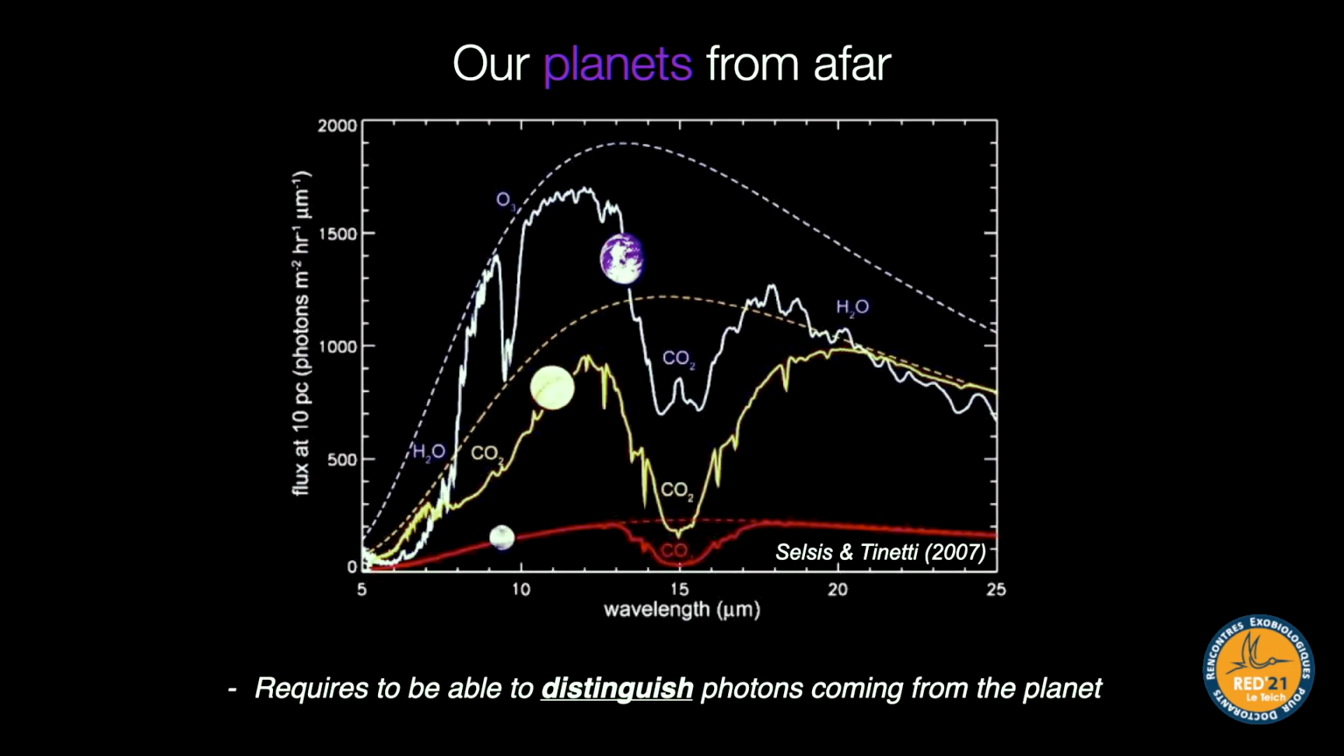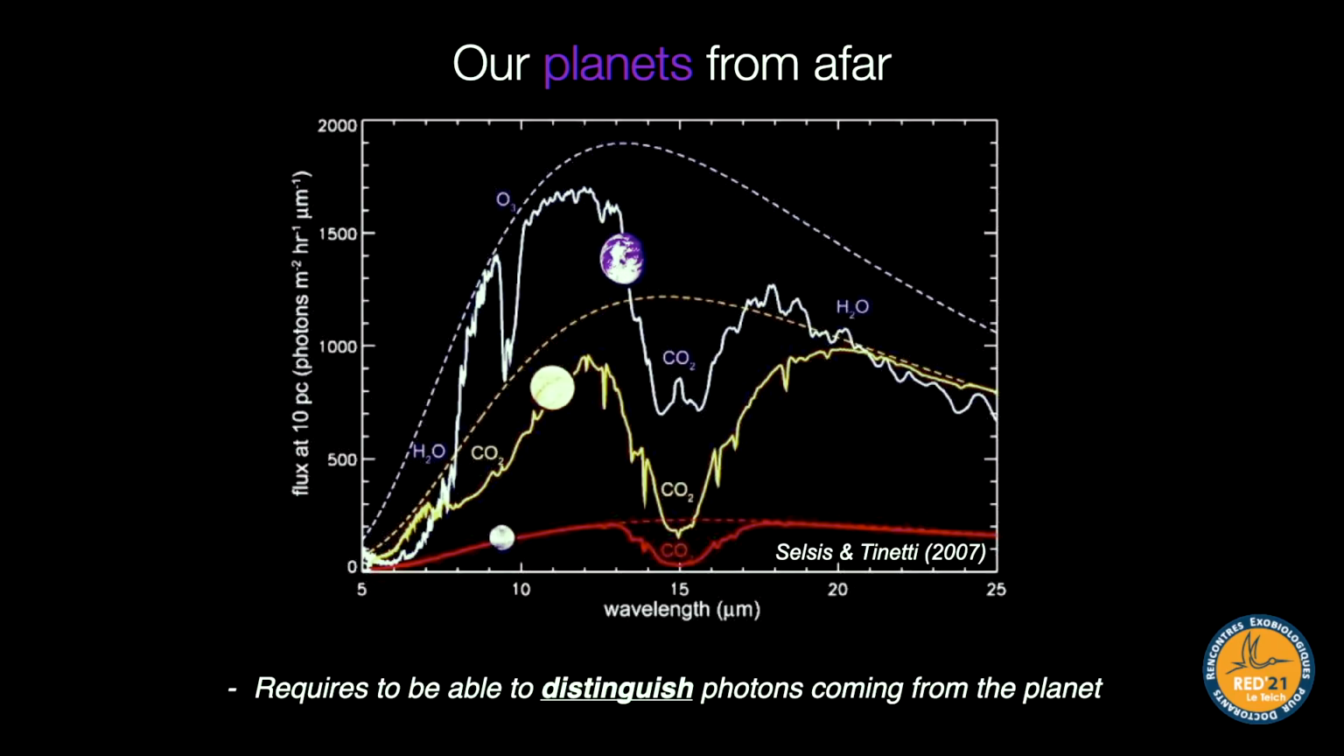For a planet, it's exactly the same. If you look at our planets from afar, again, because that's the game, we're not going to see a picture of the planet, we're just going to see a spectrum, which is the luminosity of the planet as a function of wavelength. We see that the flux that we receive from the planets changes from one wavelength to another, and this is due to the various molecules in the atmosphere.